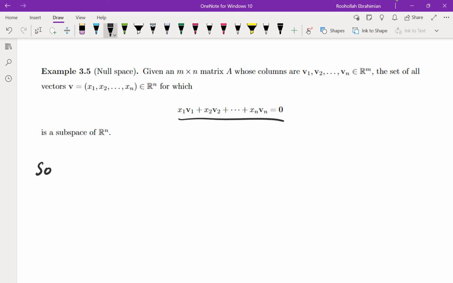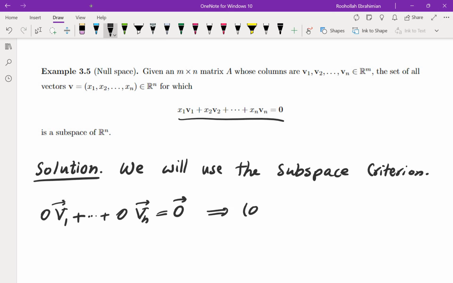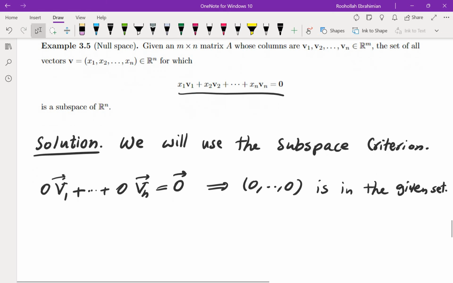So how do we show subspace? We will use the subspace criterion. All right, so first, if you look at 0 V1, all the way to 0 Vn, that is just 0. So this means 0, 0, 0 is in the null space. So let's say set for now, because we don't know it's a space yet. So it's in the given set.